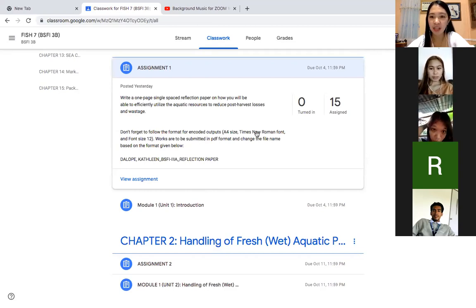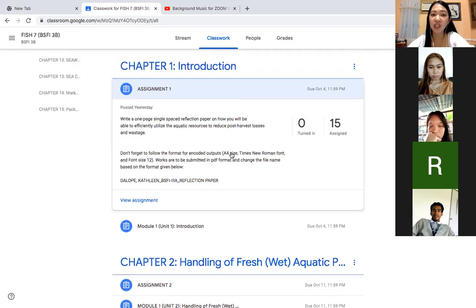So ito yung format: A4, ang size ng bond paper, Times New Roman ang font style, and the font size is 12. Of course, you need to convert that into PDF format. So sa other section, ang concern nila is, what if we are using a WPS, ma'am, kasi wala kaming laptop, wala kaming computer. So I advise them, yes, you can use the WPS.